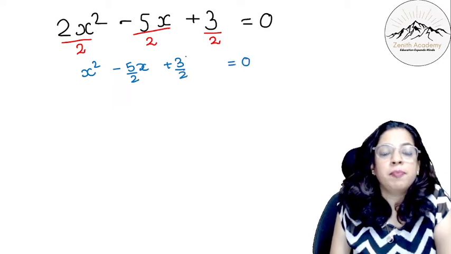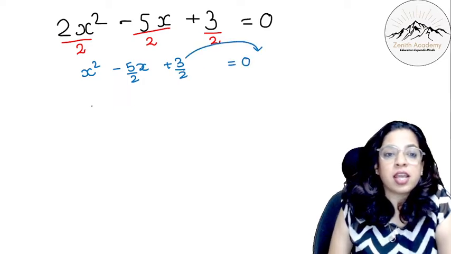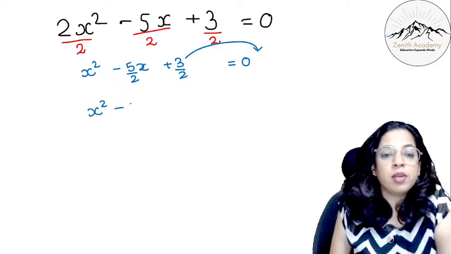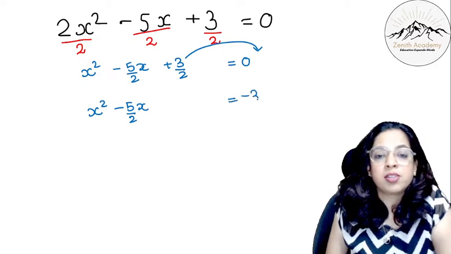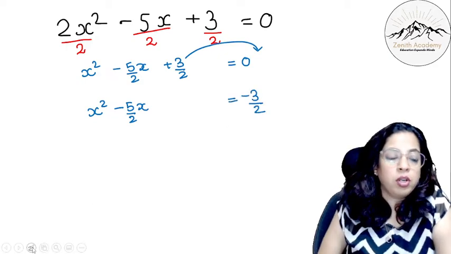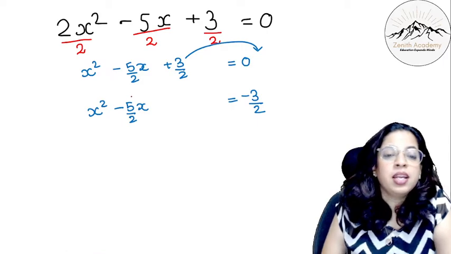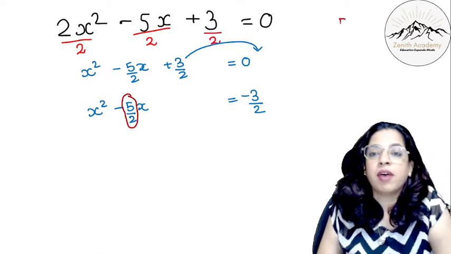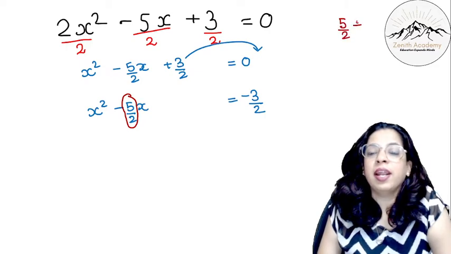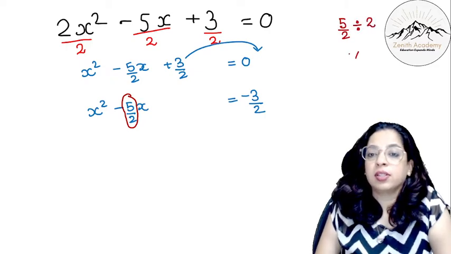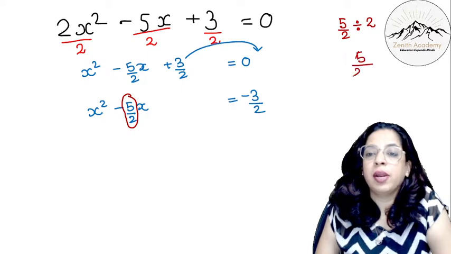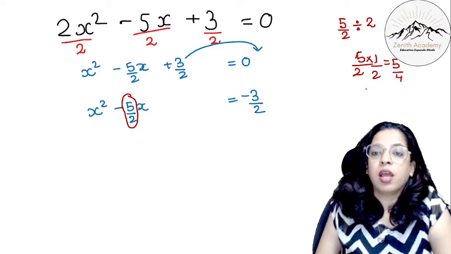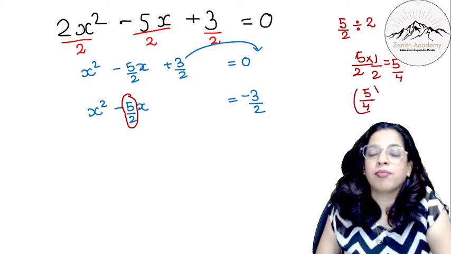What is our next step? Taking this constant on the other side. So we have got x square minus 5/2 x is equal to minus 3/2. Now, what is the next step? Do you remember? Take the coefficient of x without the sign, 5/2, and then divide by 2 and then square it. So 5/2 divided by 2 is like this. It is 5/4. And then simply square 5/4.